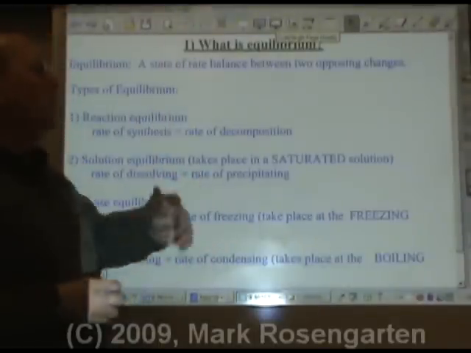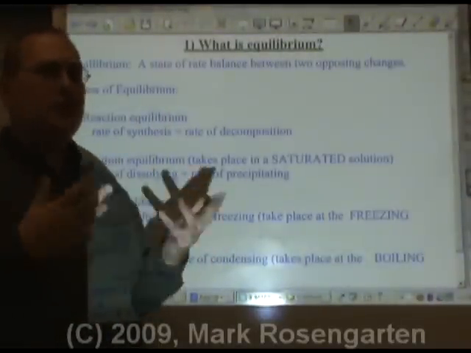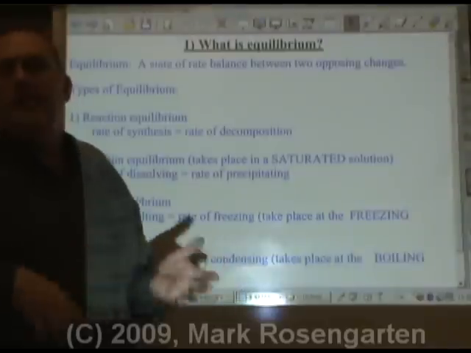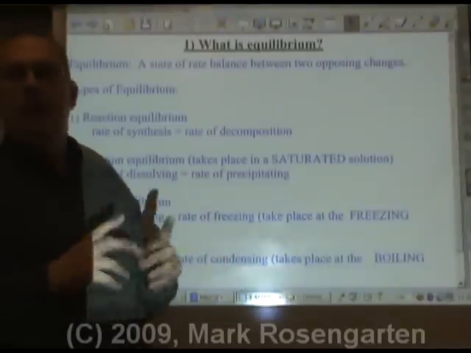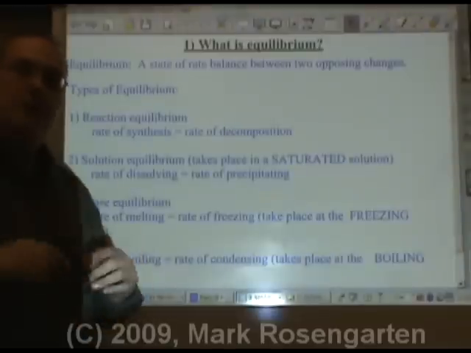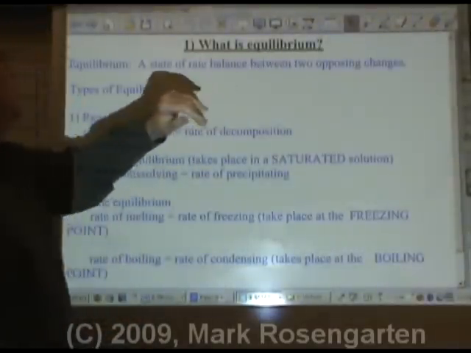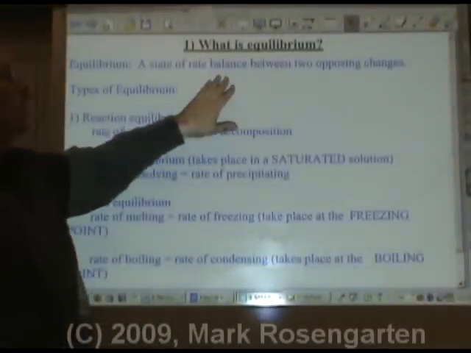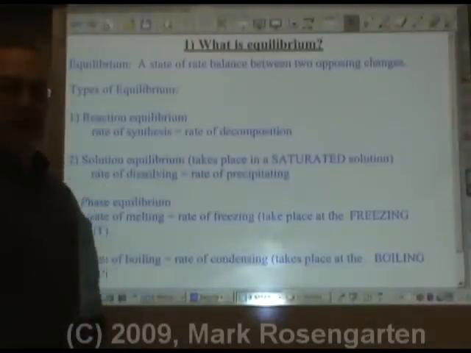Next up, equilibrium. Mostly, a chemical reaction is going to start and then finish, or it's not going to start. That's the way chemical reactions usually work. But sometimes, under very special circumstances, a reaction can reach equilibrium, which is a state of rate balance between two opposing changes. Here's an example of a rate balance.